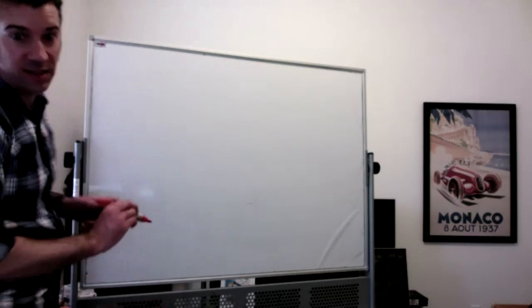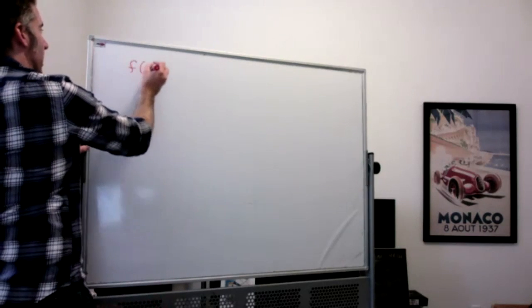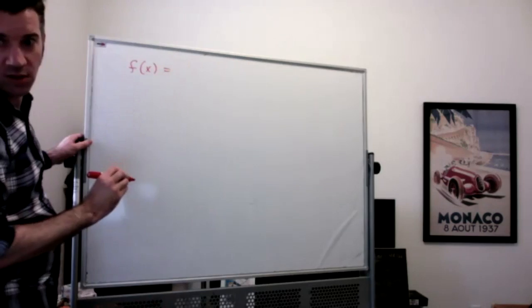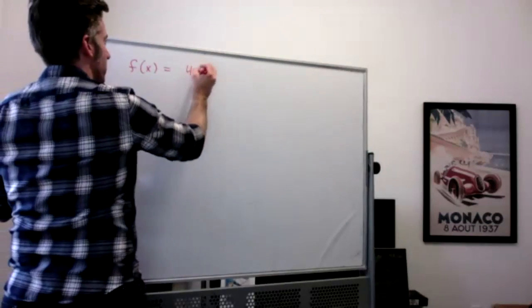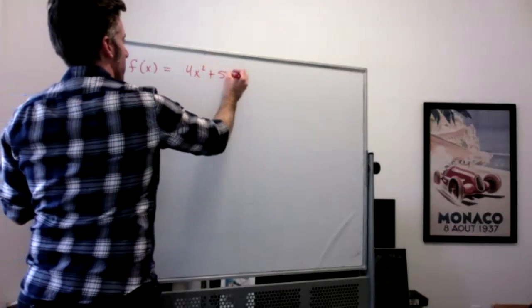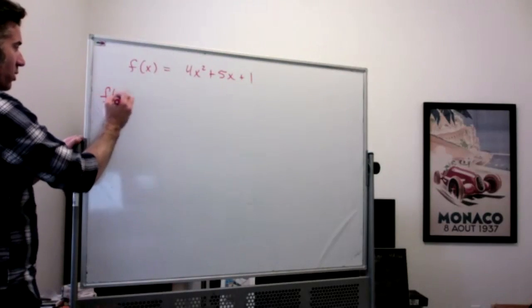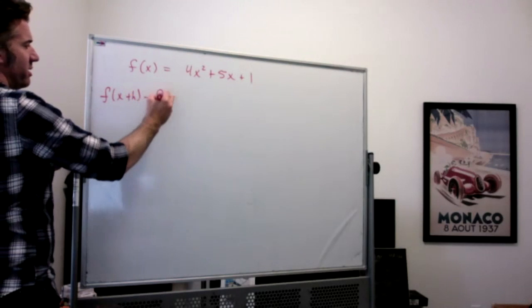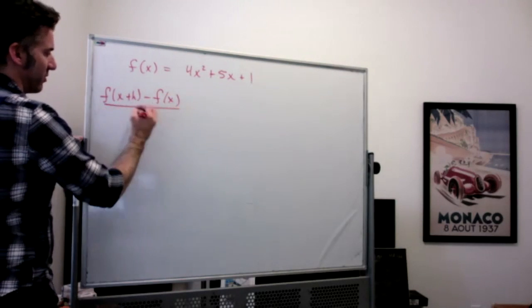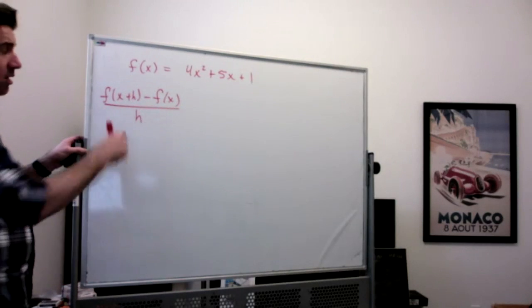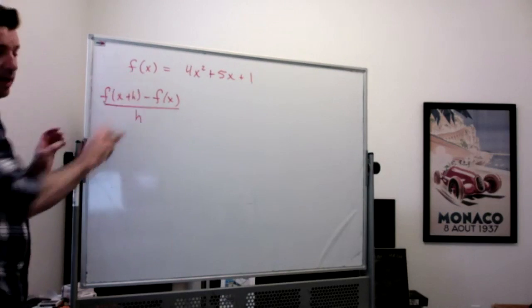So let's look at this example. f of x equal to 4x squared plus 5x plus 1. So again, we're going to start with this. And you don't have to write this every time. I like writing it because it reminds me of what I'm doing. So f of x plus h, I can even write off to the side here.